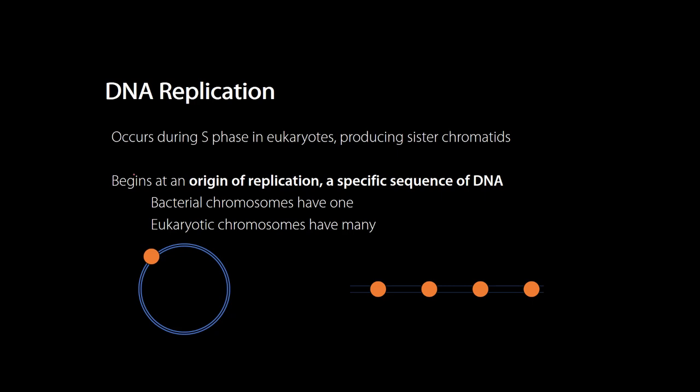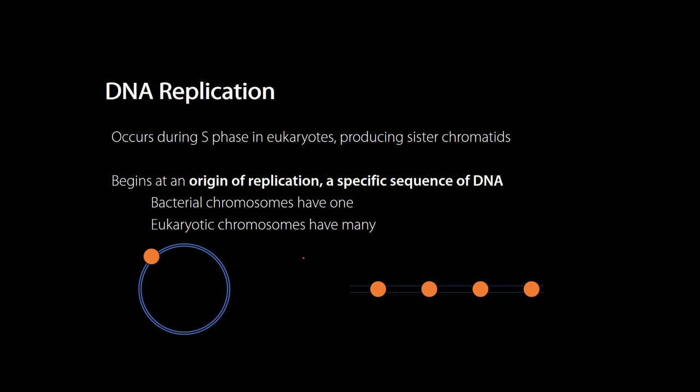Bacterial chromosomes, you remember, are circular. And bacterial chromosomes have a single point of origin, a single origin of replication. In contrast, eukaryotic chromosomes actually have multiple origins of replication, which is why they are capable of replicating pretty quickly, even though it is thousands of times more DNA than a small little bacterial chromosome.